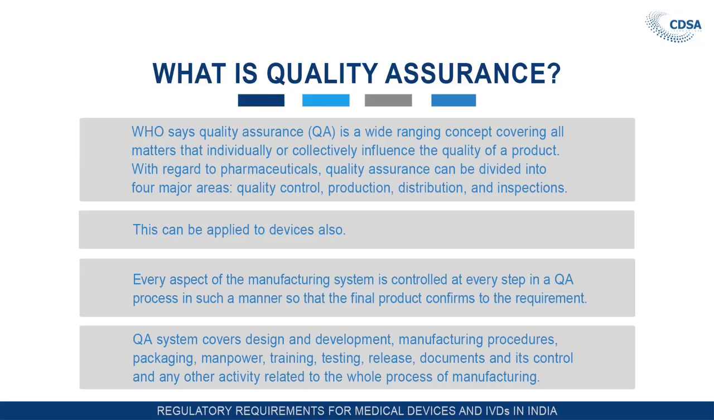In applying the QA system, every aspect of the manufacturing system is controlled at every step in such a manner so that the final product conforms to the requirement. The quality assurance system covers design and development, manufacturing procedures, packaging, manpower, training, release, testing, documents and their control, and any other activity related to the whole process of manufacturing.